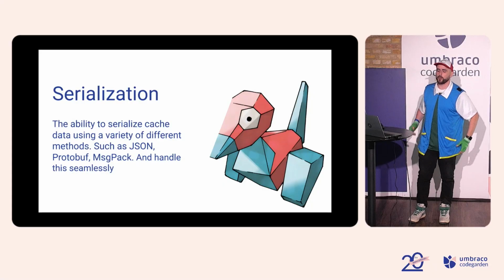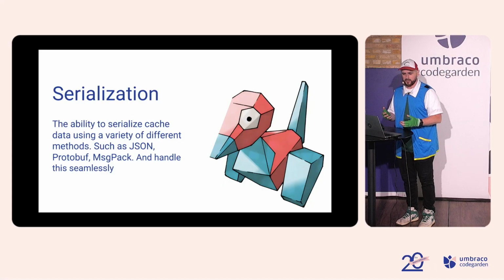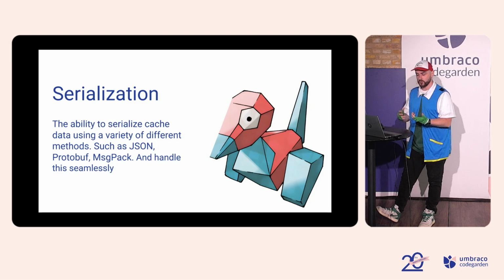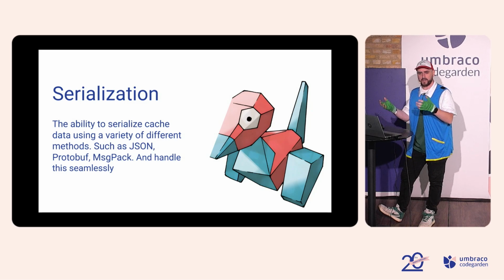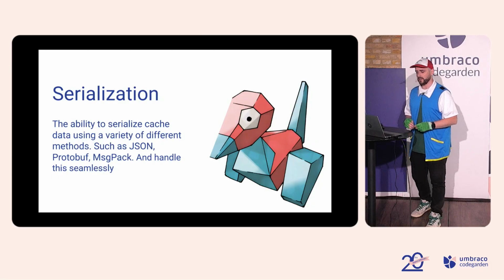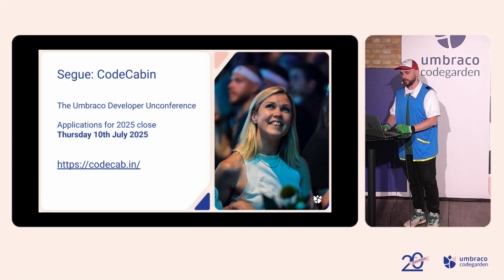And serialization options as well. By default, I believe it uses System.Text.Json to serialize and then put entries into your cache, but you can extend that with other serializers as well, such as protobuf or MessagePack or something like that. So you have full customization, and you can write your own serializers as well, and handle how that data is stored or in what format it's stored.